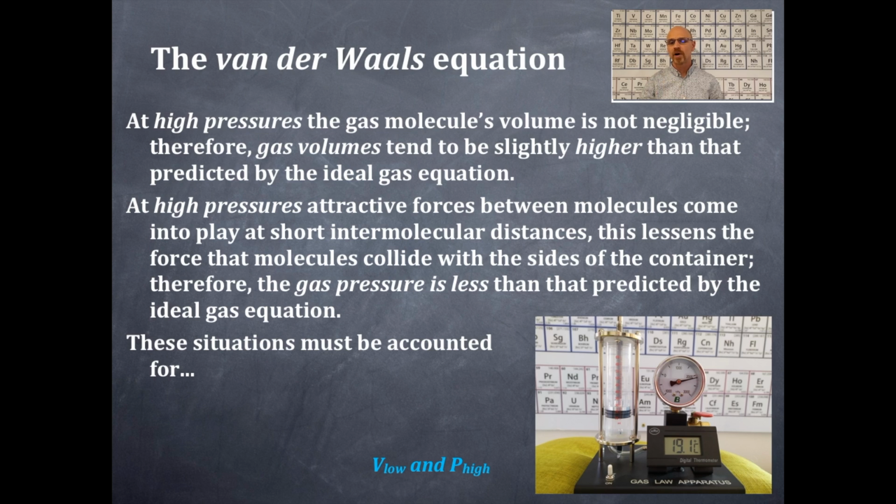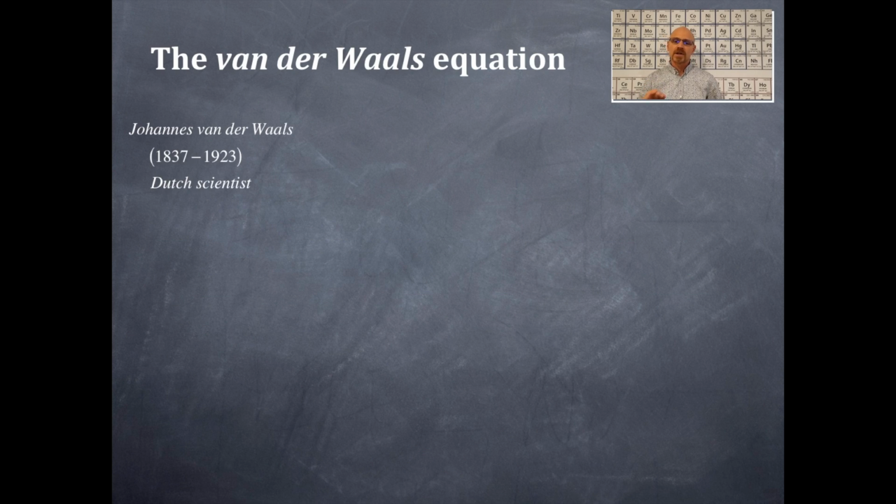So low volume, high pressure, and you can see that in this example of the apparatus that we did in the previous video. So, van der Waals. This is the ideal gas equation. We've discussed this before, PV equals nRT. I want you to look very carefully at this. What we are dealing with here is a correction factor for both the pressure and the volume.